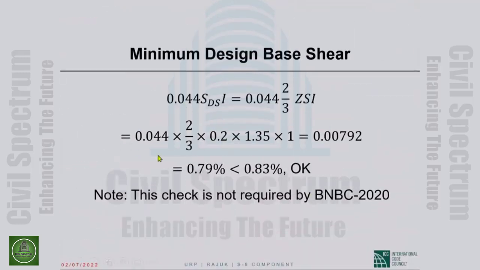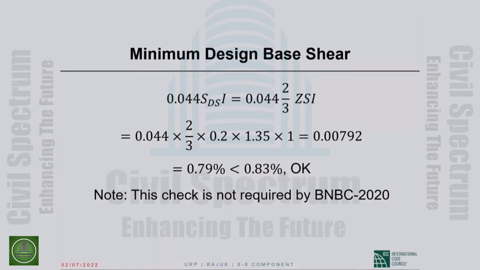Now the minimum, this check is not necessary, but we did that. The minimum, remember, in ASCE 7, 0.044 S sub DS times I. And when BNBC referenced ASCE 7-02, it said you shall keep this minimum. So that applies to BNBC as well.